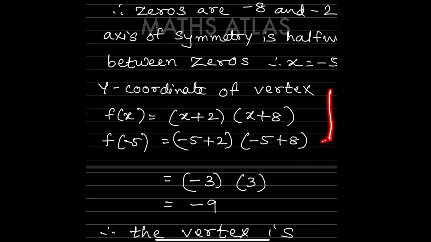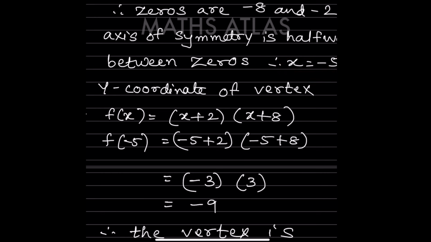So that is actually halfway between the zeros. Halfway between zeros means you take minus 8 and minus 2. So minus 8 minus 2, half of it means you divide by 2. Minus 8 minus 2 is minus 10, divided by 2. So that is going to be minus 5. So this x value is minus 5. The axis of symmetry is minus 5.